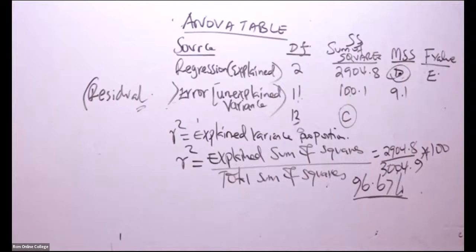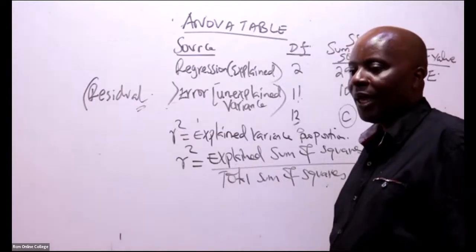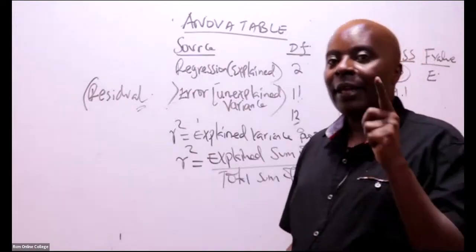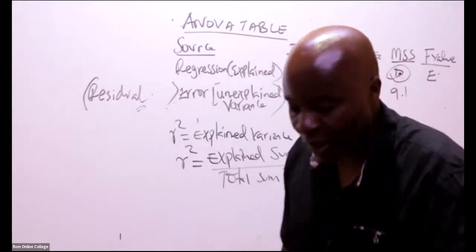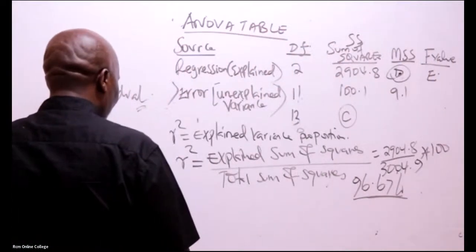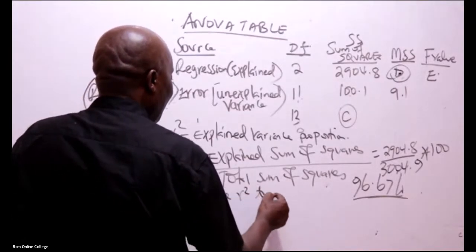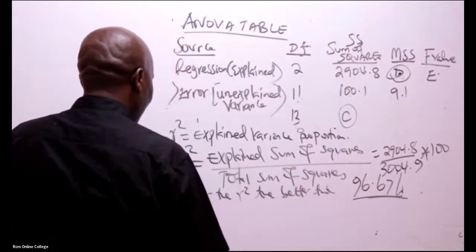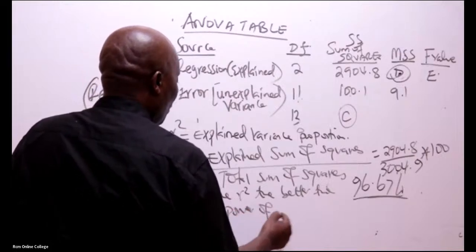96.67%. Great. Thank you so much. Now, ladies and gentlemen, please write there that the higher the R square, the better the explanatory power of a model is. The higher the R squared, the better the explanatory power of a model is.